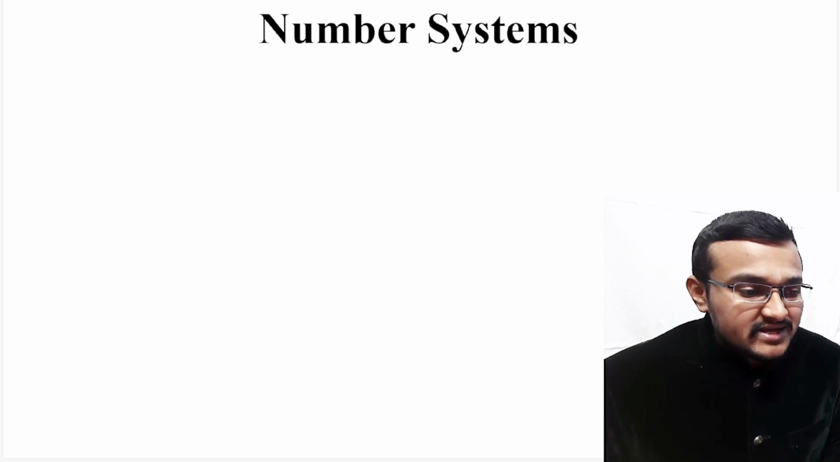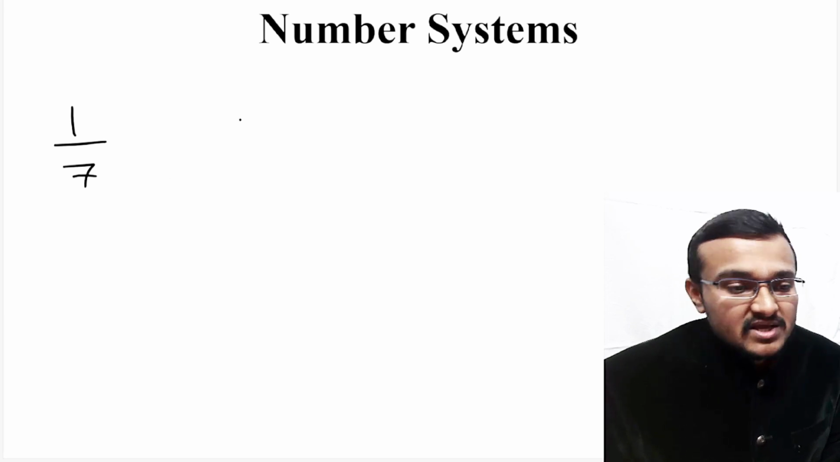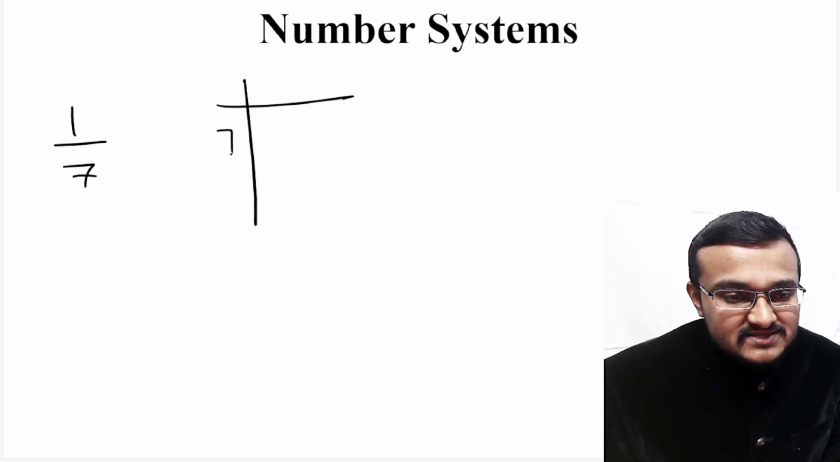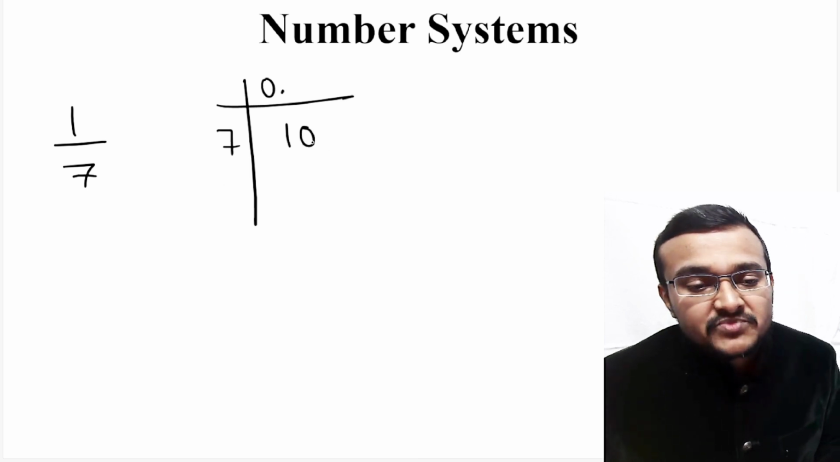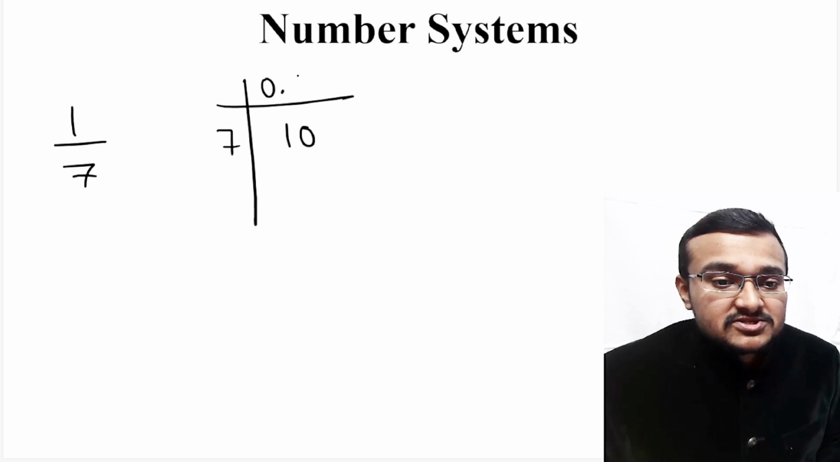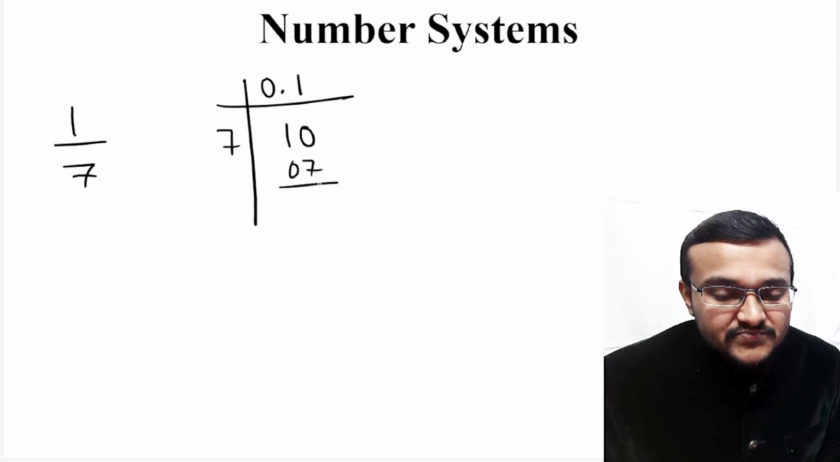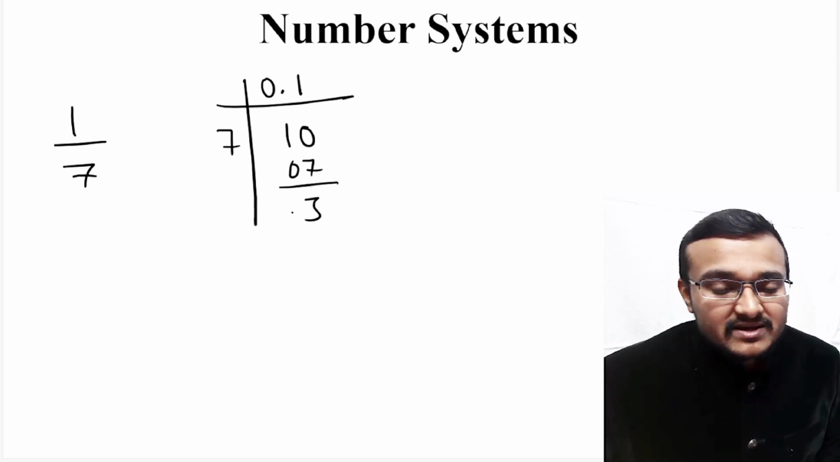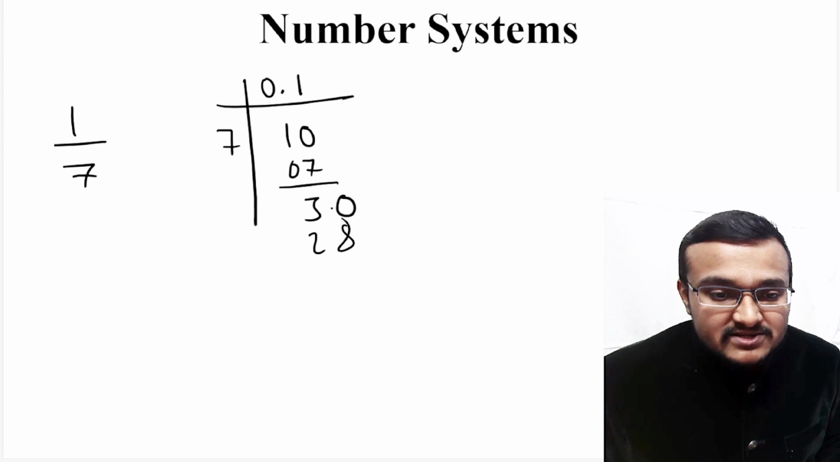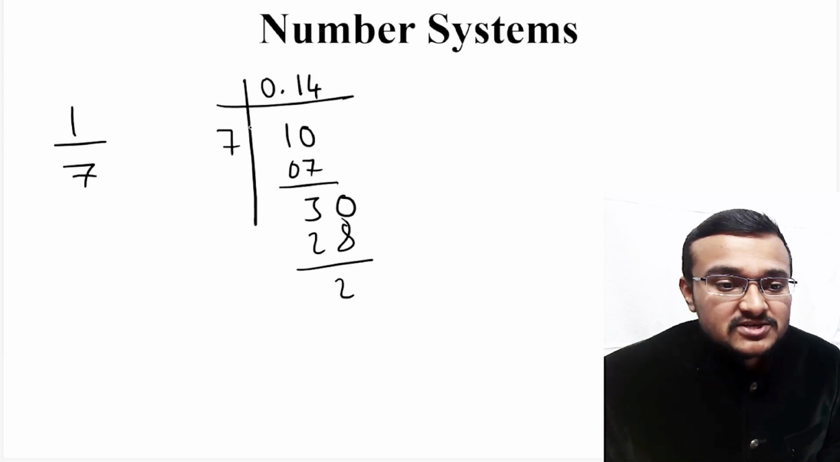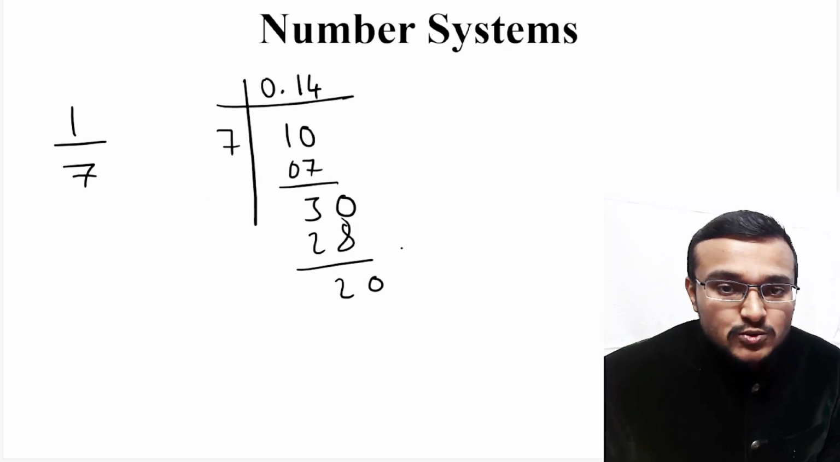Now if you consider another example, 1 by 7, here you can take 7, here you can take 1. If you take point, then you can put 0 over here. So 10 will be there. 7 1s are 7, so you will get 3 in the remainder place. Again you can take 0. So 7 4s are 28. You are getting 2 in the remainder place. So you can take 0 here. So 20 is there.